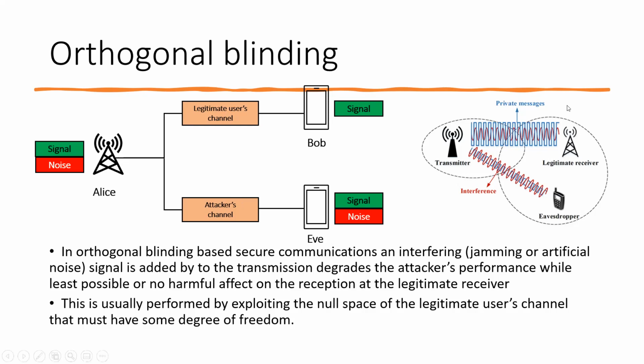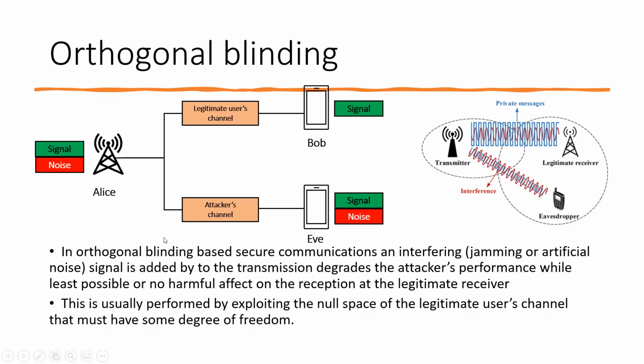As you see from this figure, another visualization of what's going on, is that we have a legitimate transmitter that is transmitting to the legitimate node. The legitimate signal, or signal of interest, is easily detectable. On the other hand, the attacker will suffer from the interference.